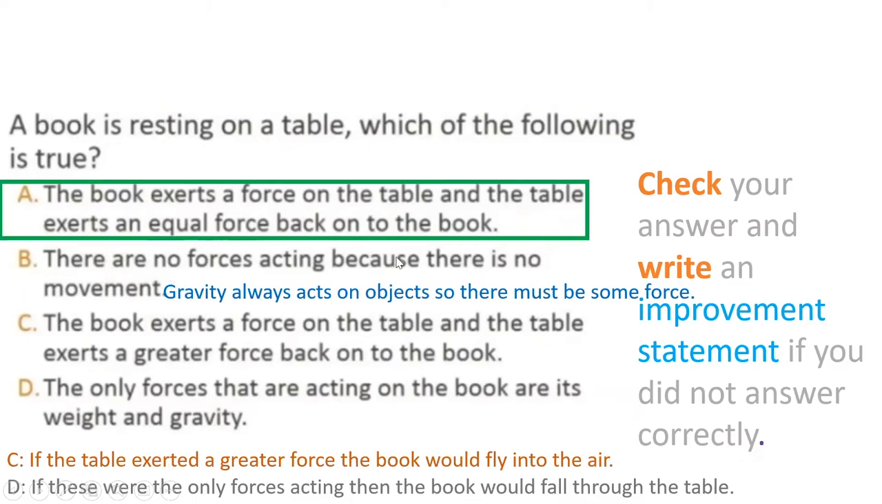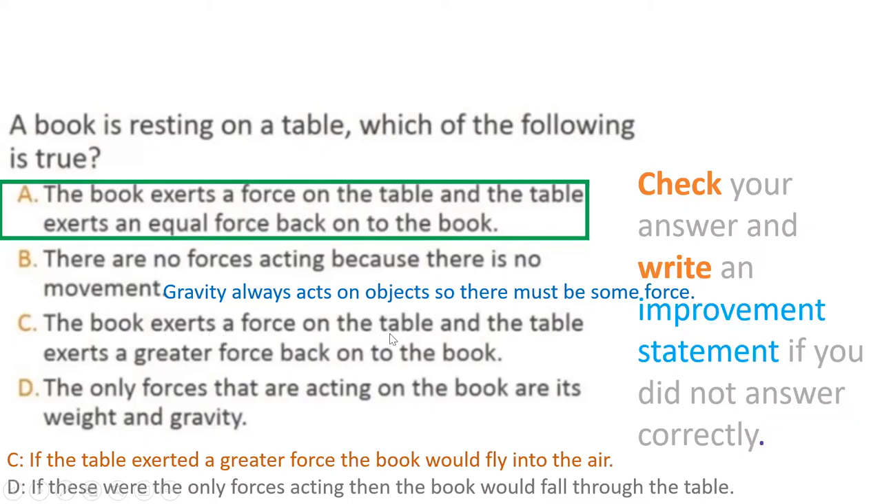It says there are no forces acting because there's no movement. That's a very common misconception. Gravity always acts on objects if you're on Earth. So there must be some force. Yeah, gravity's always pulling you down, even if it's something sat on the table, there's always a force of gravity.